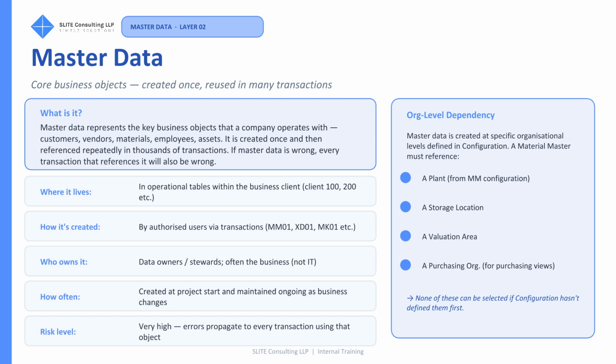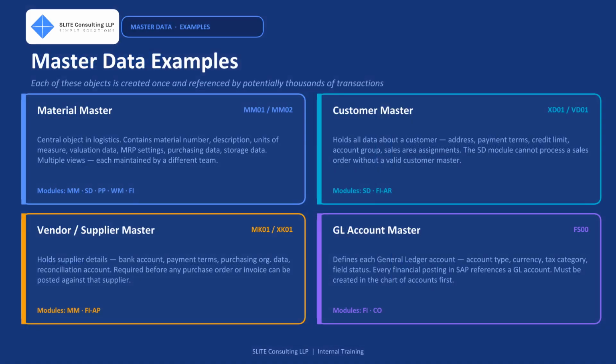A vendor master with the wrong bank account number does not just affect one transaction. It potentially misdirects every payment made to that vendor until someone catches the error. Crucially, every master record is created at an organizational level defined in configuration. A material master cannot be created without a plant, a storage location, and a valuation area, all of which must already exist in SPRO. Let us walk through the key master data objects in SAP.